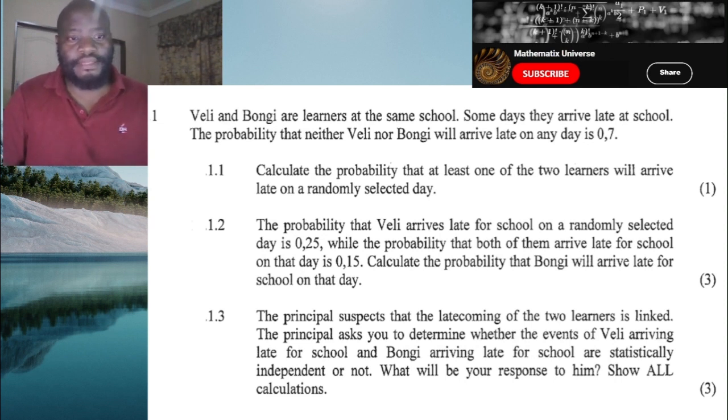And then number 1.3. The principal suspects that the late coming of the two learners is linked. The principal asks you to determine whether the events of Veli arriving late for school or Bongi arriving late for school are statistically independent or not. What will be your response to him? Show your calculations. Nice question. All right, let's see how to approach it.